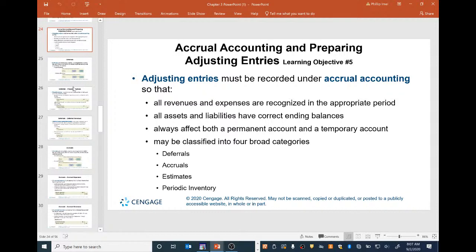So we need to make those adjustments, because remember, a lot of accruals and deferrals are not based upon an actual transaction. It could be timing, like a prepaid. If we know that once a month time has expired on the prepaid, we need to realize an expense and reduce our asset of a prepaid. So that'll make sure our assets and liabilities have correct ending balances. And then this is important here. It's always going to affect both a permanent account and a temporary account. What do we mean by permanent accounts and temporary accounts?